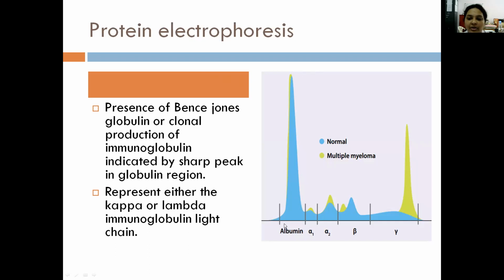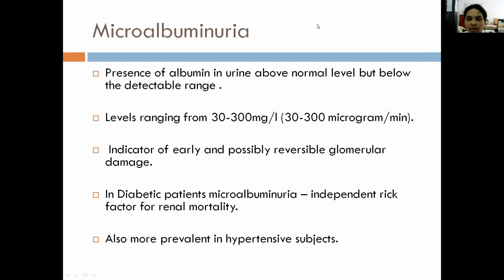Here you can see the peaks of albumin, alpha 1, alpha 2, beta and gamma. In multiple myeloma, or when there is excretion of Bence-Jones proteins, in the gamma area there will be a spike. So this is the finding for multiple myeloma or Bence-Jones proteins.